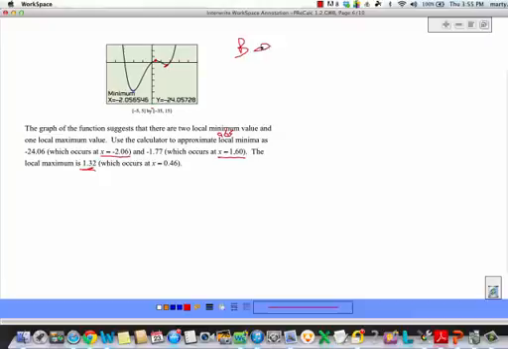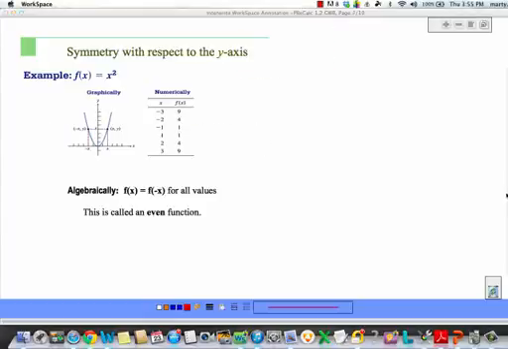Notice this is bounded below. It's bounded below and therefore has an absolute minimum. It goes up forever, so that's why we only have local maximums. We can't have an absolute maximum.